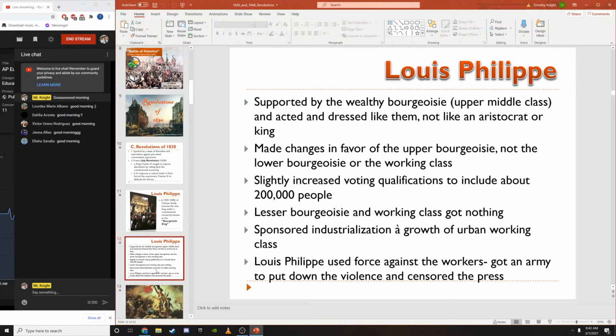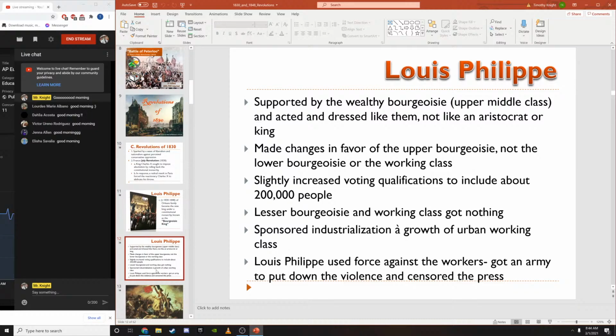Now, when Louis Philippe comes to power as the Bourgeois King, he does make changes that were in favor of the upper bourgeoisie, but not the lower bourgeoisie or the working class. Louis Philippe, we need to be clear, even though he's named the Bourgeois King, people don't look back on him as being a king of the people, okay? Louis Philippe really did not do that much for the vast majority of the population of France.